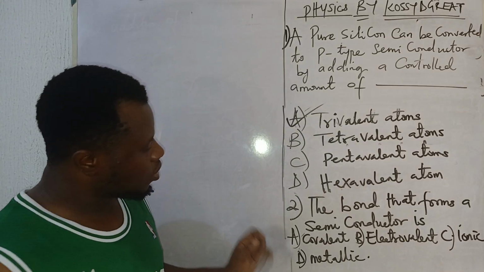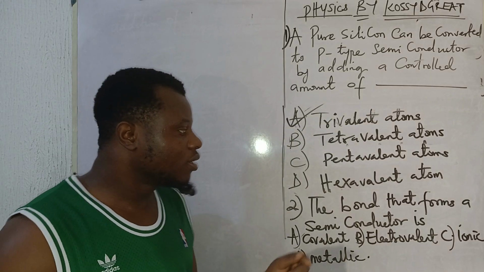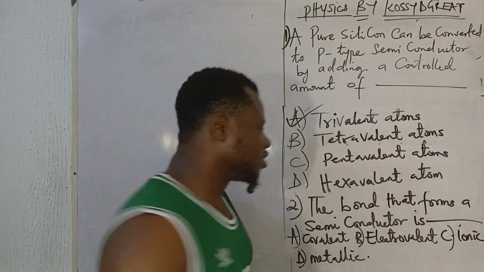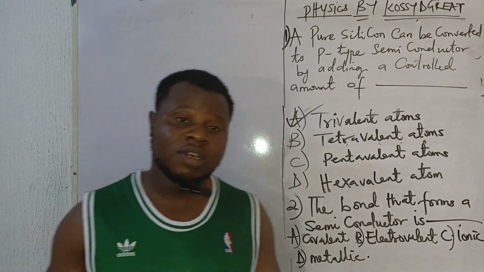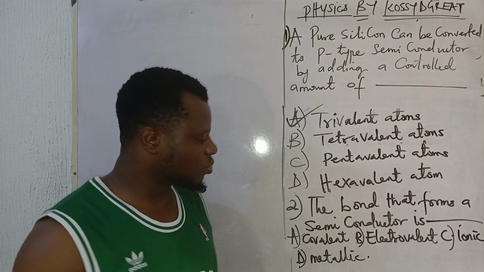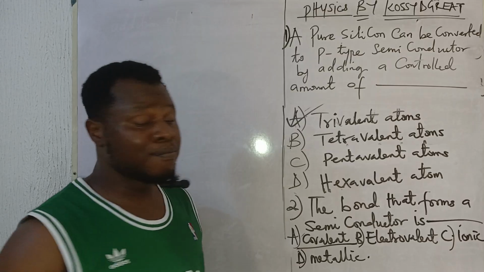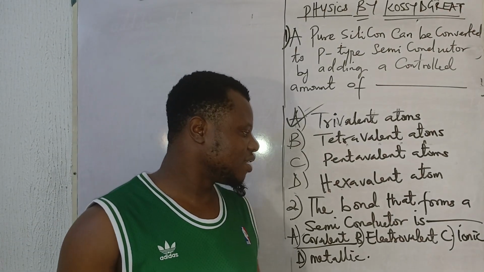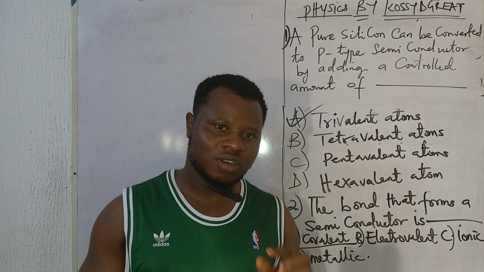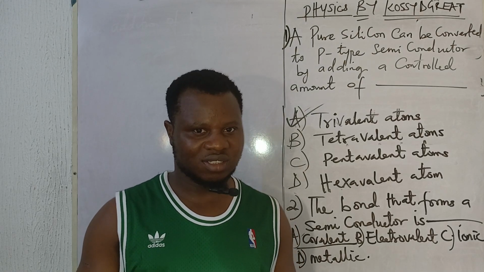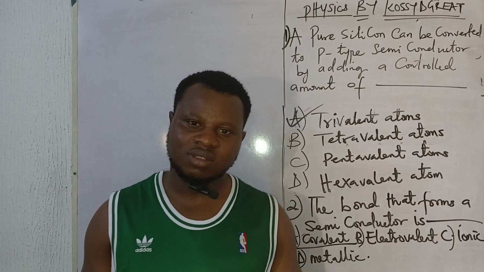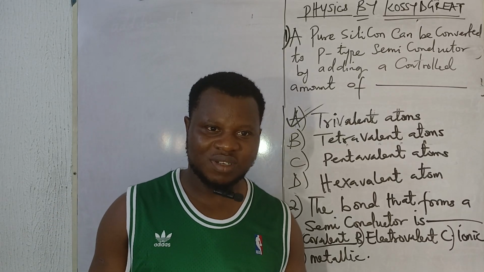Now let's move to question number 2. Question number 2 says, the bond that forms a semiconductor is dash. Whenever they mention semiconductor, the bond that forms that semiconductor is nothing but covalent bonding. So whenever you hear the bond and you see semiconductor, if you are preparing for WAEC or JAMB, don't hesitate. Just move quietly and tick covalent bonding.